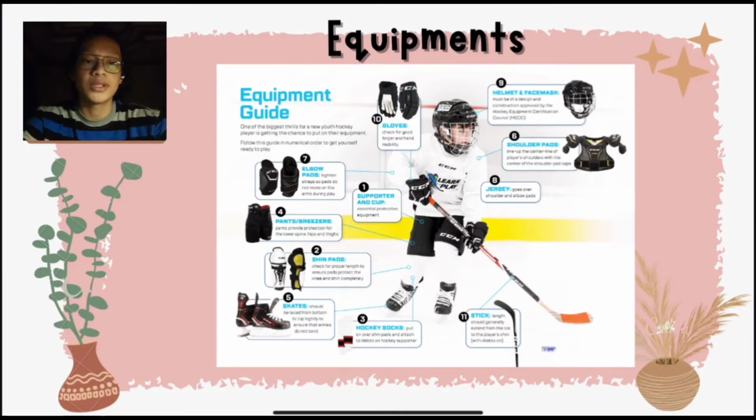Number 10, gloves. Gloves protect the fingers and it checks for good finger and hand mobility. Number 11, stick. The stick's length should generally extend from the ice to the player's shin with skates on.